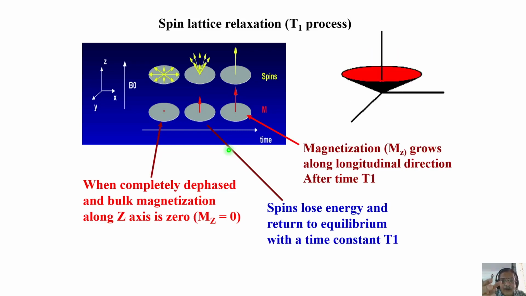It needs a term called T1, an exponential term that was introduced, and the constant of that is T1, the time constant. That is called spin lattice relaxation time. That's the concept.